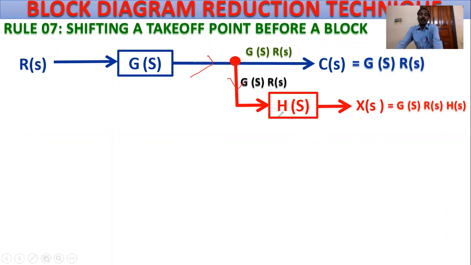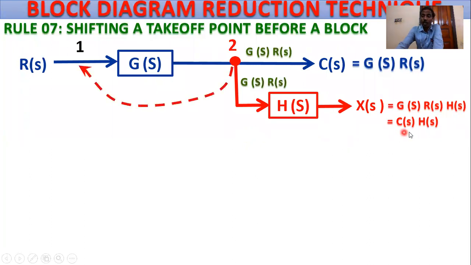This signal is multiplied by H(s), and the output X(s) equals G(s) R(s) H(s). Then this is also C(s) H(s), because C(s) equals G(s) into R(s). This is equivalent to C(s).